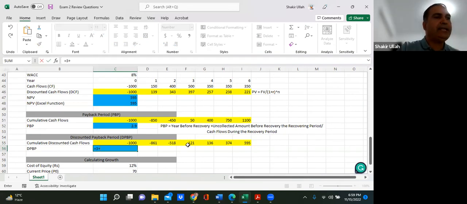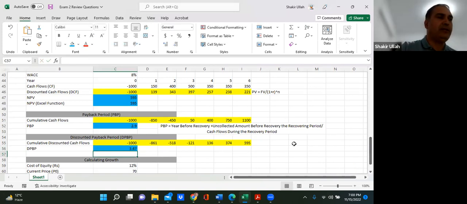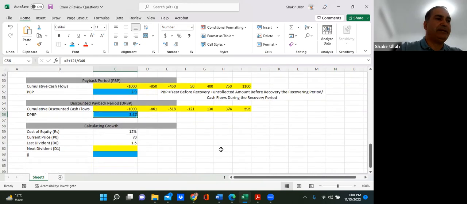plus uncollected amount before recovery, which is 121, but we have to ignore the negative sign, remember. So what I can do, I can just simply type that 121, or you can put a negative with it and it will change it to positive if you want to use the cell reference. But let's do it this way: 121 divided by the cash flow during the recovery period. Recovery period is year 4, and we have a cash flow of 257 over there. We do that, and the discounted payback period is 3.47 years. Okay, so that would be another variation of problems that you can expect. All right.